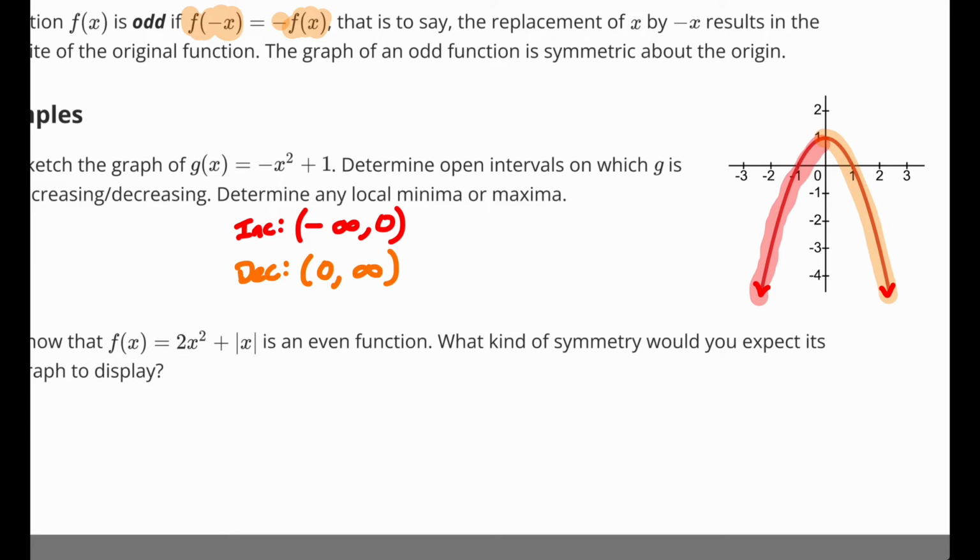Then it says determine any local minima or maxima. In this case, it's going to be a max, because of right there, you can kind of see it's going from increasing to decreasing. It's a hilltop. So the local max, I'm just going to write the coordinate for it. It's at 0, 1. Okay, compared to what's around it, 1 would be the highest y value that's there. You can also just view it as the hilltop.